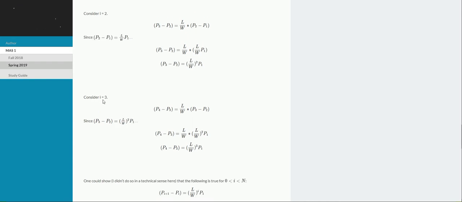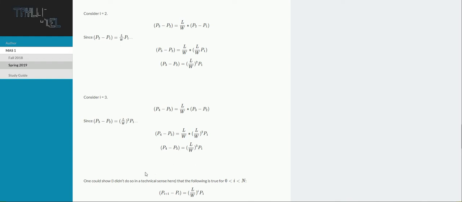Likewise, we can plug in I equals 3. The exact same thing happens. On the right, we get the quantity that we solved for in the previous I. Plug that in, and then we just multiply by a factor of L over W. So this isn't a formal proof, I'm forgetting the term, inductive proof, but you can kind of see what's going on. We're just multiplying by that common factor.